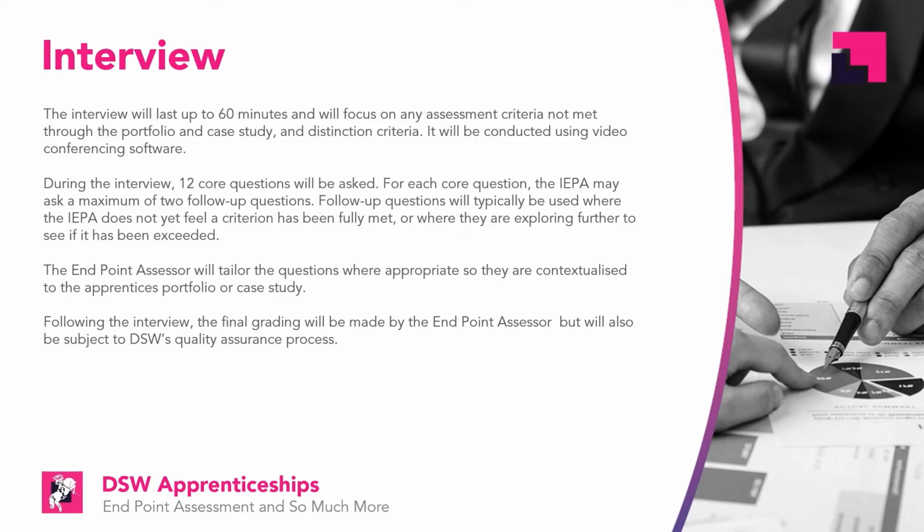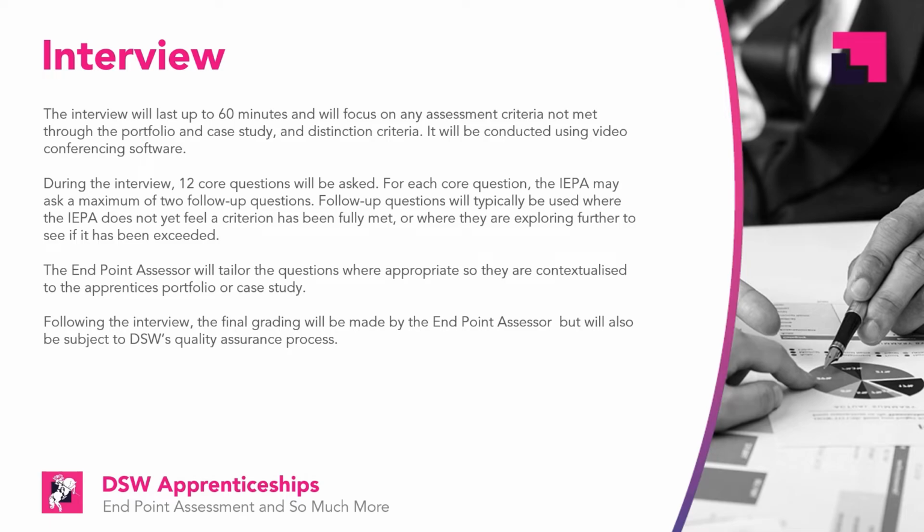The apprentice will be asked to verify their identity by showing the assessor valid photo ID. They will also be asked to pan their camera around to demonstrate they're in an appropriate environment for the assessment to take place and that they cannot be aided in any way. Apprentices are permitted to bring notes and a copy of their portfolio and case study into the interview.